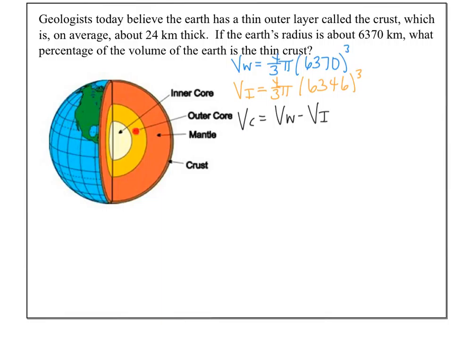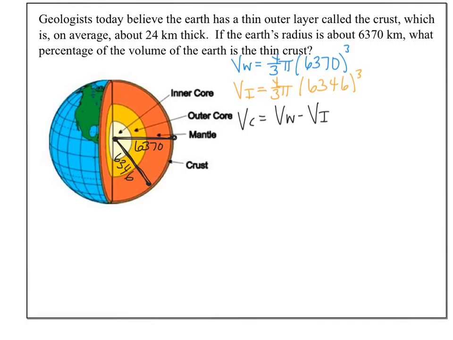Now the inside is 24 kilometers in, so that's leaving the crust here alone. So that new radius, if I start from the center and go all the way out to the edge, that's 6,370. But I'm actually 24 kilometers in, so I'm somewhere around there. So this is a different radius. That's 6,370 minus 24, or 6,346.